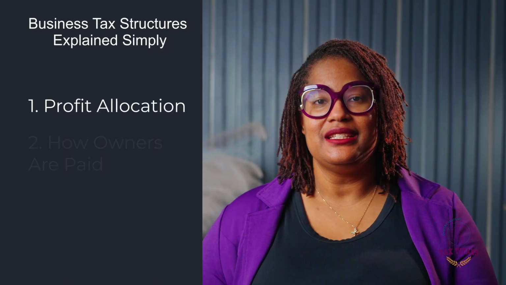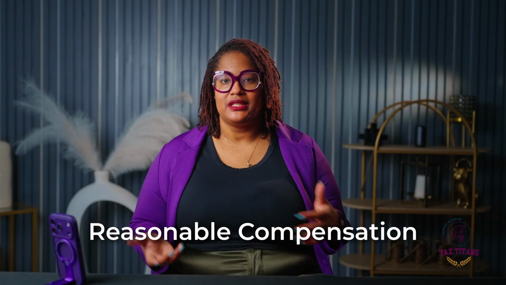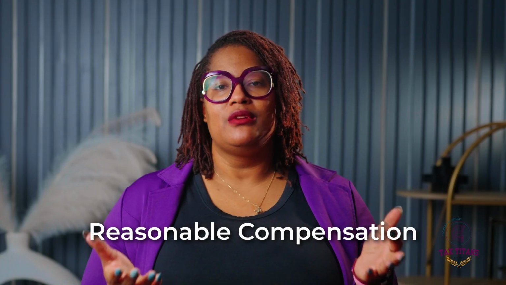So the second thing that you have to understand that's different between the different business entities is how owners are paid. In S corporations, owners can get paid through distributions, and they also can get paid through reasonable compensation. If an S corporation owner is actually working in the business, they're no longer just an owner, they're also an employee. And if they're being paid for their services, they have to be paid as wages before you are able to allocate any of the money that they receive to be distributions. So this is what we call reasonable compensation.